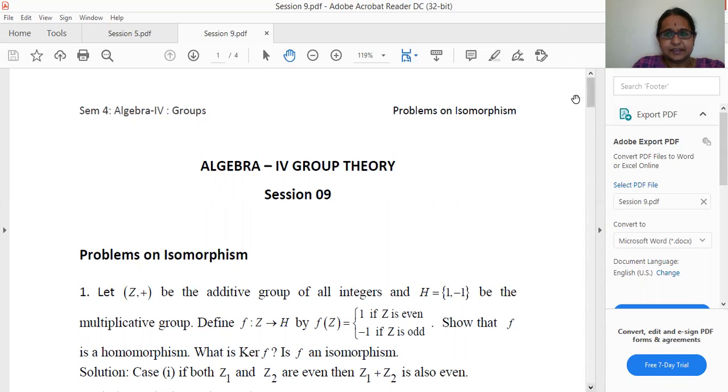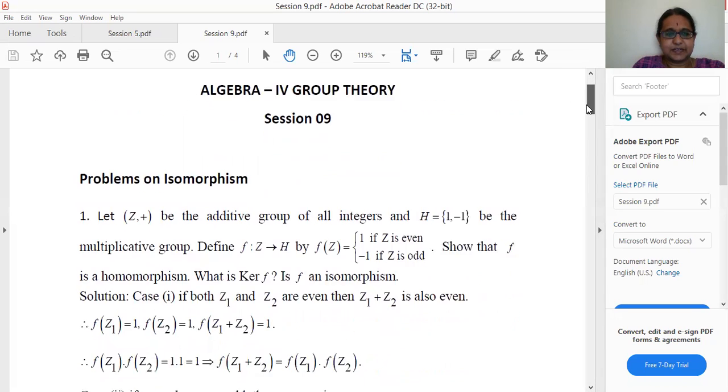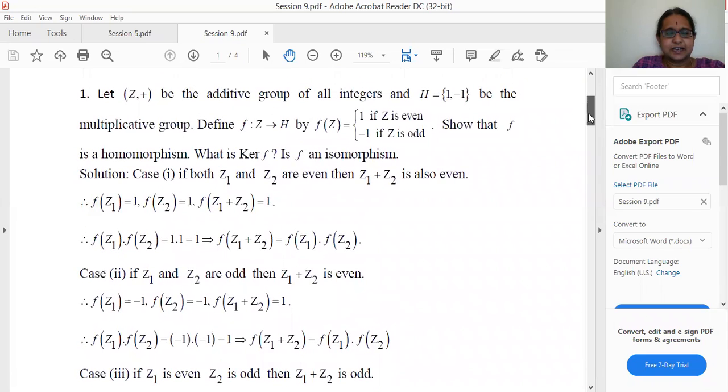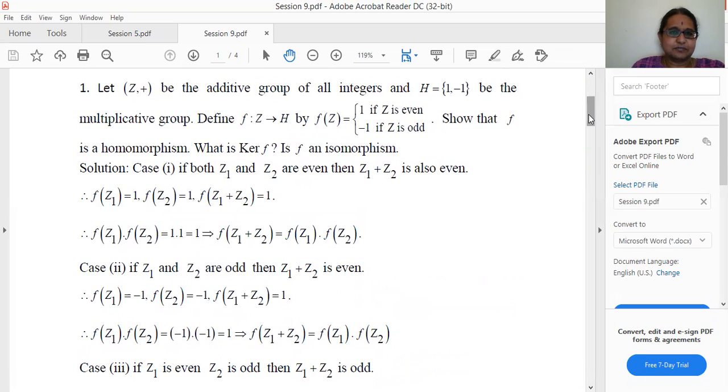Let Z comma plus be the additive group of all integers, and H is equal to the set consisting of 1 and minus 1, the multiplicative group. Define F from Z to H by F of Z is equal to 1 if Z is even, minus 1 if Z is odd. Show that F is a homomorphism. What is kernel F? Is F an isomorphism?